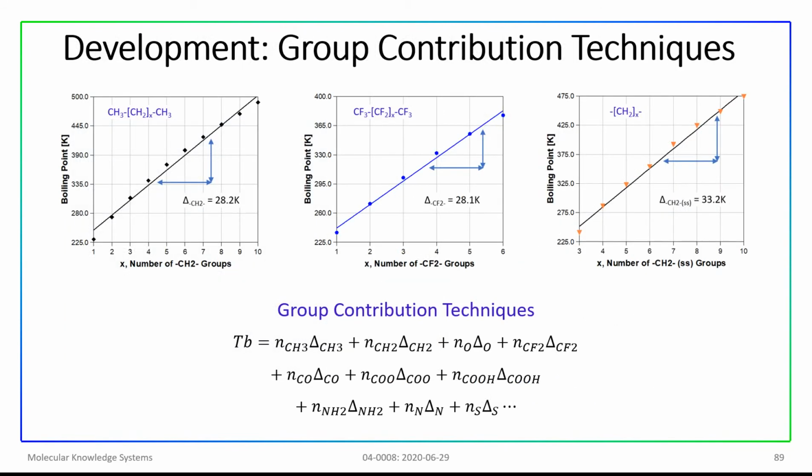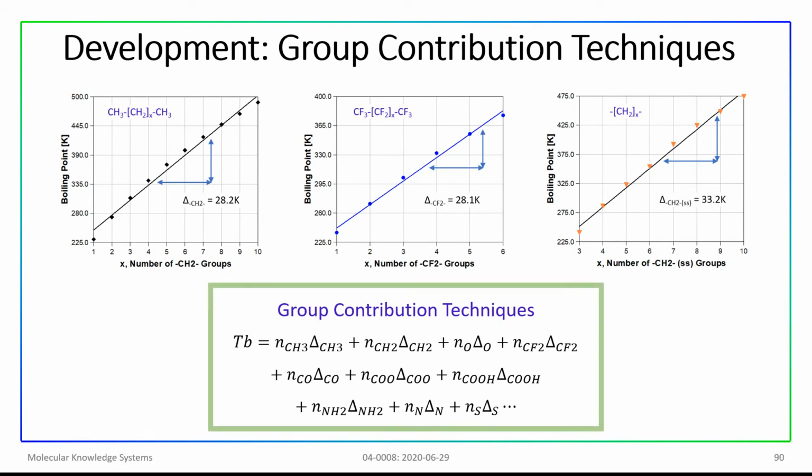These three examples showed how physical property values are related to molecular structure. In these cases, the relationship is linear. We can use these observations to hypothesize a linear model in which the boiling point is equal to the sum of group contributions. In this model, n is the number of times a particular group occurs in a molecular structure. For example, N_CH3 is the number of times a CH3 group occurs in a molecular structure. And delta is that particular group's contribution.